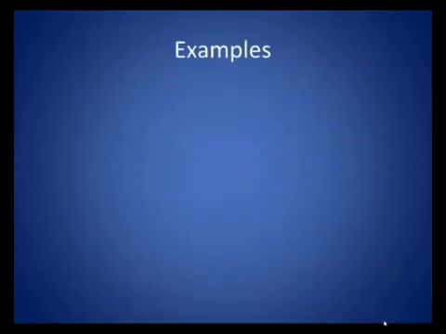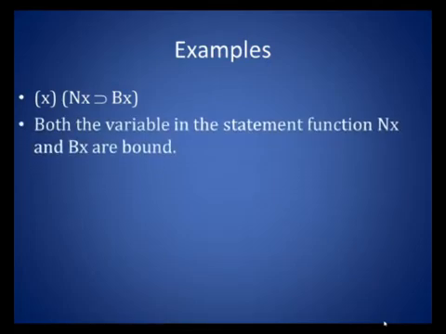So let's look at some more examples. For all x, if x is an n, then x is a b. What do you think is bound? Hopefully you answer that both the variable in the statement function nx and bx are bound. Why is this? Because that universal quantifier governs the entire statement due to the fact that there are parentheses on it.